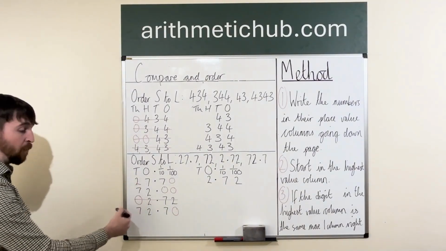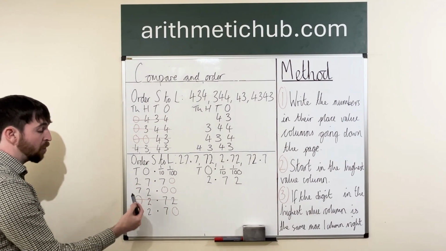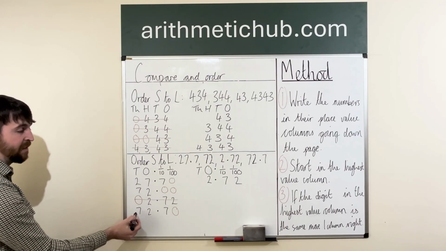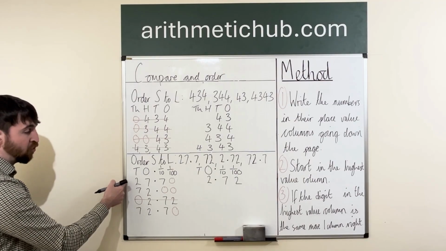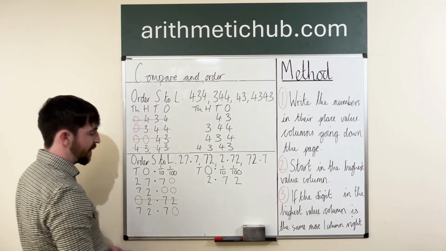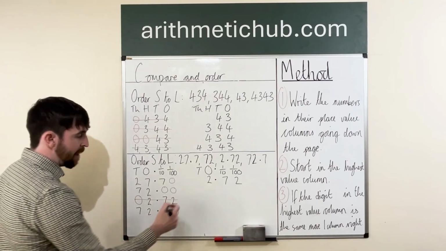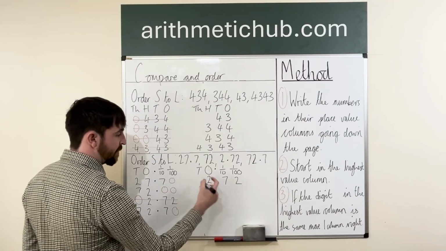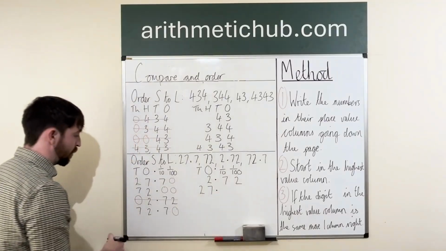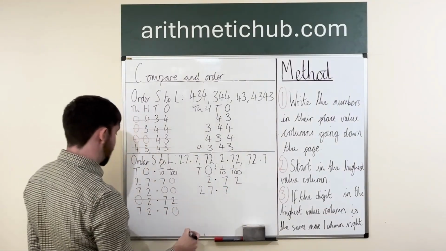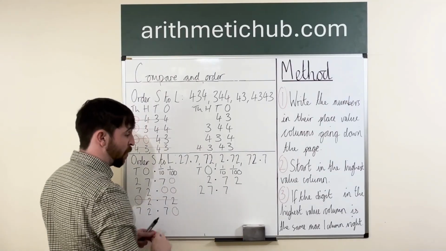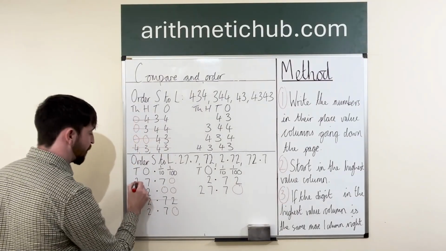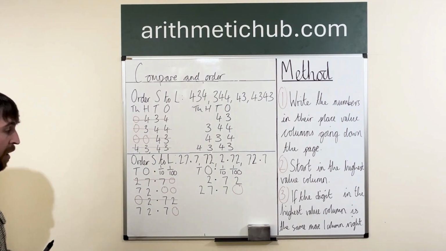The next one, we're going to have a look at our highest value column again, our highest place value column. 2 in the tens, 7 in the tens, and 7 in the tens. Nice and easy. 2 tens is smaller than either of the 7 tens, isn't it? So 27.7 is going to be my next number to put in. 27, 2 in the tens, 7 in the ones, line the decimal points up, 7 tenths, and then I can put a placeholder in if I need to. And then what I can do is I can cross it off so I don't get confused.